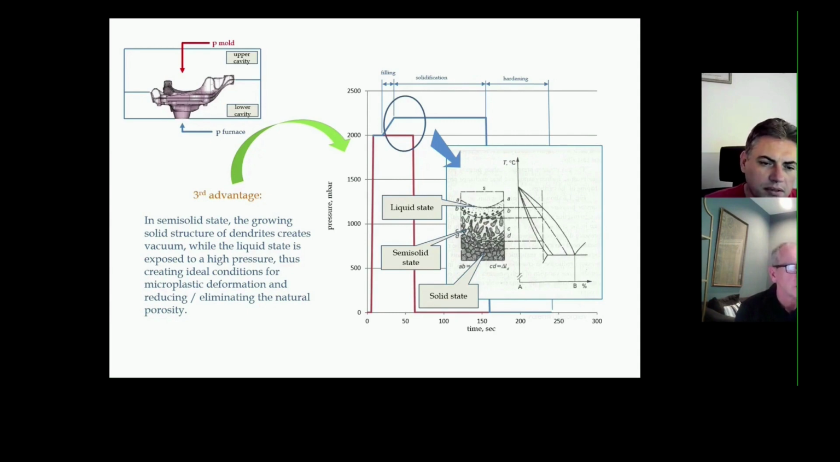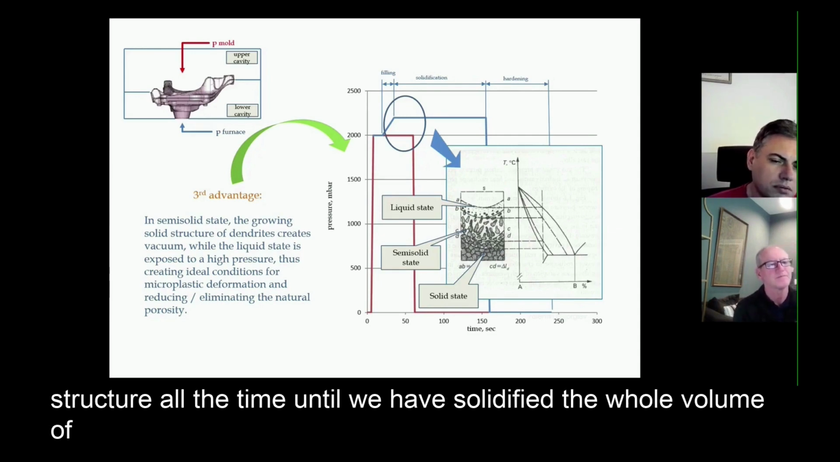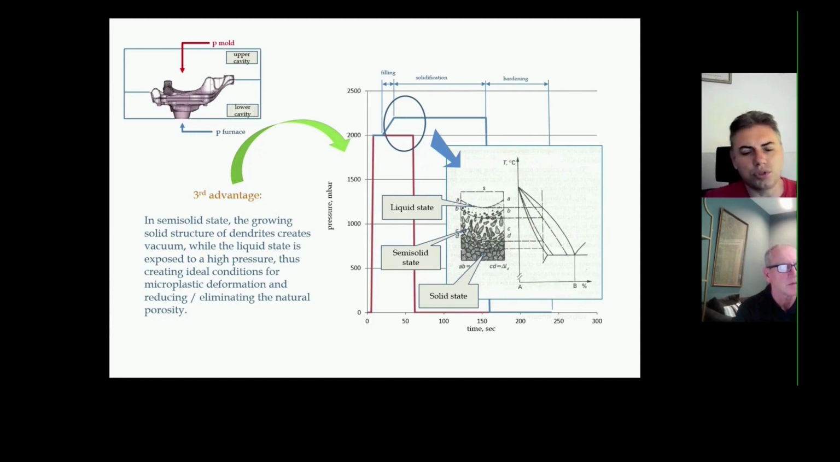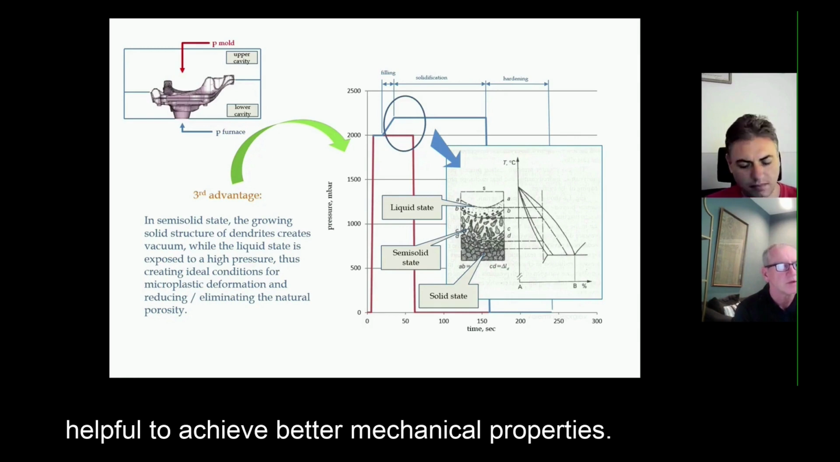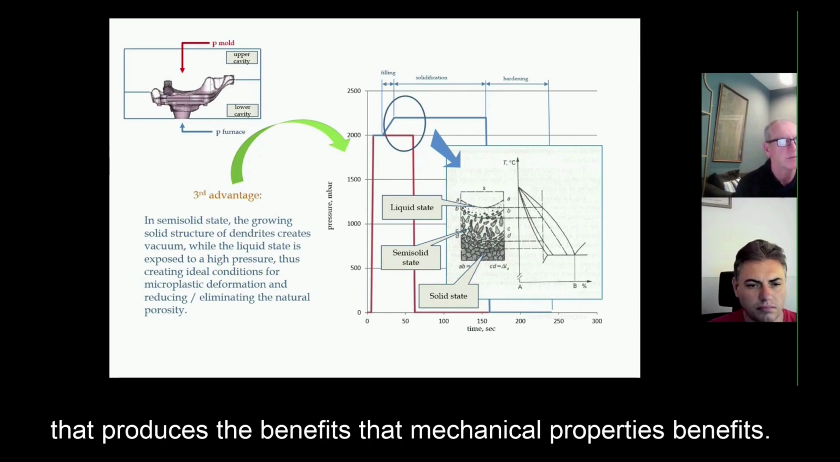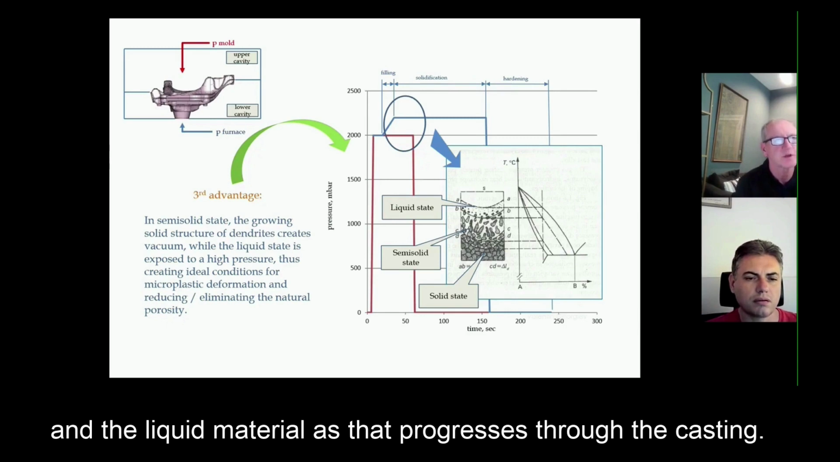Okay. Where the things happen, it moves, and we are building the solid structure all the time until we have solidified the whole volume of the part. So during this process, we have this microplastic deformation, which is really helpful to achieve better mechanical properties. Yeah, so you're really explaining at the microscopic level what's happening that produces the mechanical properties benefits, and this is happening on the border between the solid material and the liquid material as that progresses through the casting.